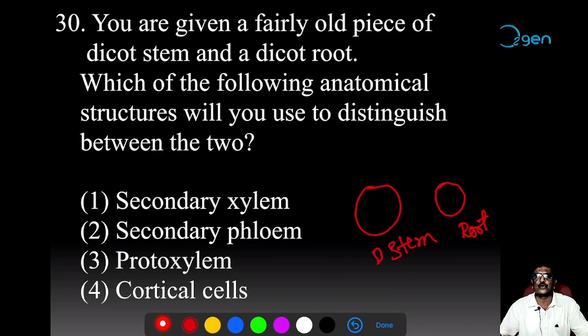So in the synopsis you have studied, the protoxylem is towards the margin in the root, and metaxylem towards the center. Whereas in the stem, the protoxylem is towards the center and metaxylem is towards the margin. Option first, secondary xylem, wrong. Option second, secondary phloem, wrong. Option 3, protoxylem. So by the protoxylem we can identify the stem and the root. So option 3 is correct.